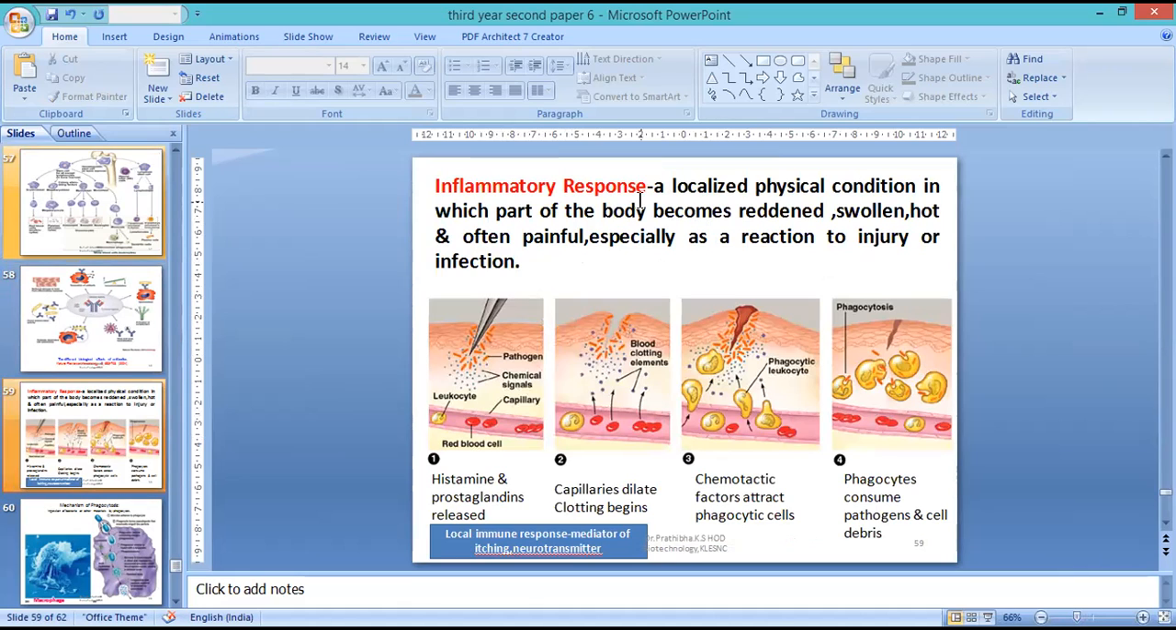Okay, then inflammatory response, I've explained this even in the immunology video. To brief this, inflammatory response is a localized physical condition in which part of the body becomes red and swollen or hot, often painful, especially as a reaction to injury or infection. Okay, here you can see the stepwise inflammatory responses. I explained this concept in the history of immunology video. Kindly go through that one.